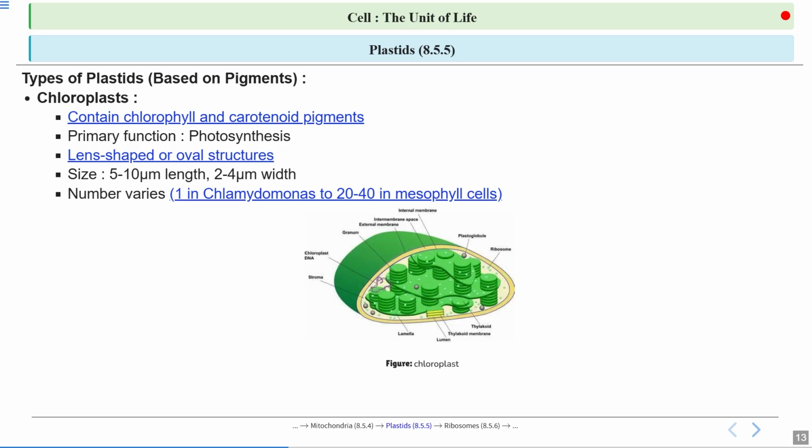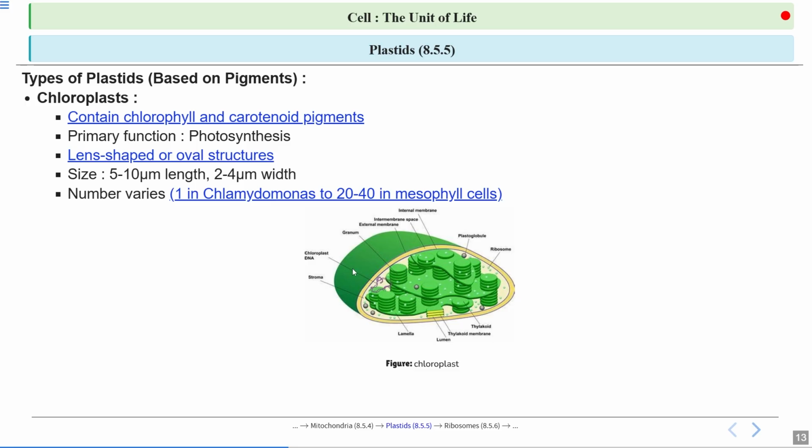Here is the structure of the chloroplast. Chloroplast consists of two layers, an outer membrane and an inner membrane. This is the intermembrane space between the outer and the inner membrane. This is the internal membrane, and this is the external membrane, also known as the outer membrane. Then this chloroplast consists of thylakoids. This individual one is a thylakoid, and a stack of thylakoids is known as grana. This is the granum, a stack of thylakoids.